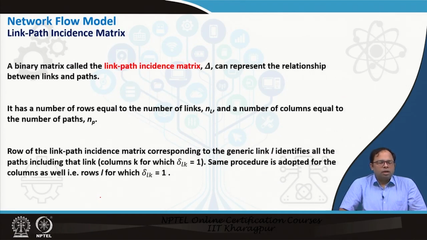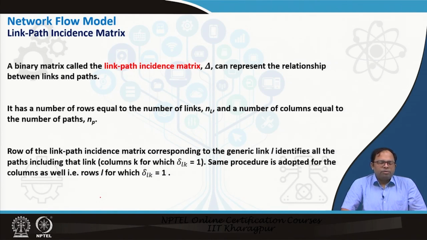Once we have that, we can also create something called a link path incidence matrix. It is a binary matrix where delta represents the relationship between links and paths, that means which link belongs to which path. We use delta to determine if a link is within a path. We use delta equal to 1 if it is, and if it is not, then delta equal to 0. In that way we can say which links are included in which path.